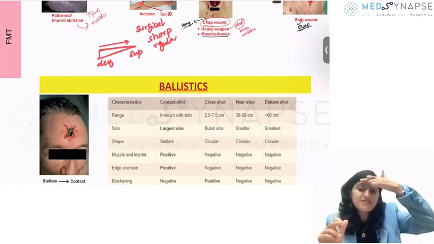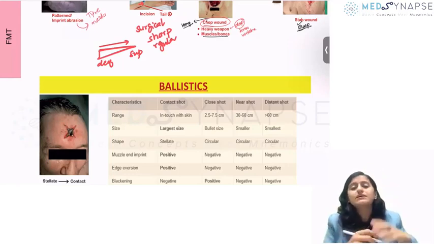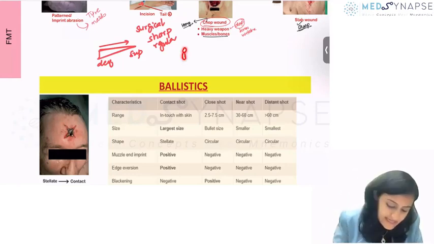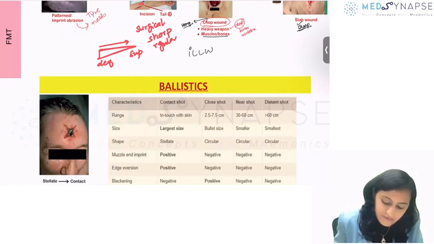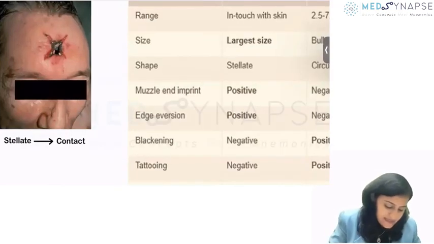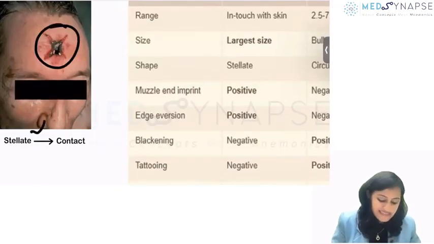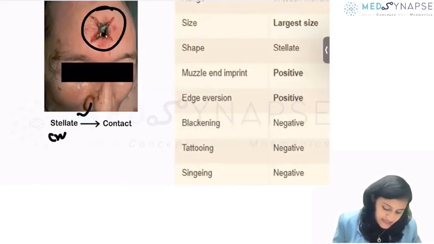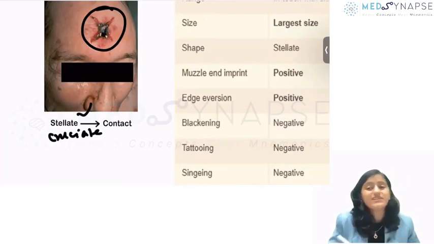Okay, here everything will be sharp because there is no soft tissue. So everything will appear like an incision. So incised looking laceration wound is going to be on the forehead. Okay, the bony prominences. This one here is the contact shot because it has the stellate or cruciate. Stellate or cruciate is the contact shot.